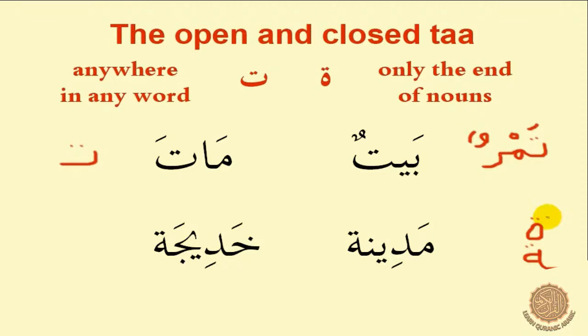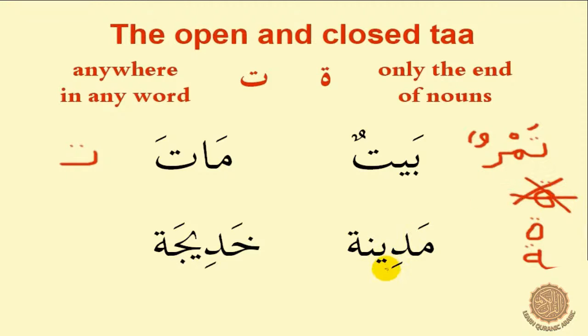Now the ha also has the medial form. If you remember the medial form, which is that. Now we said that the ta marbuta can never be in the middle of a word. It's always at the end. So this, you won't find a ta marbuta like that. That doesn't occur.